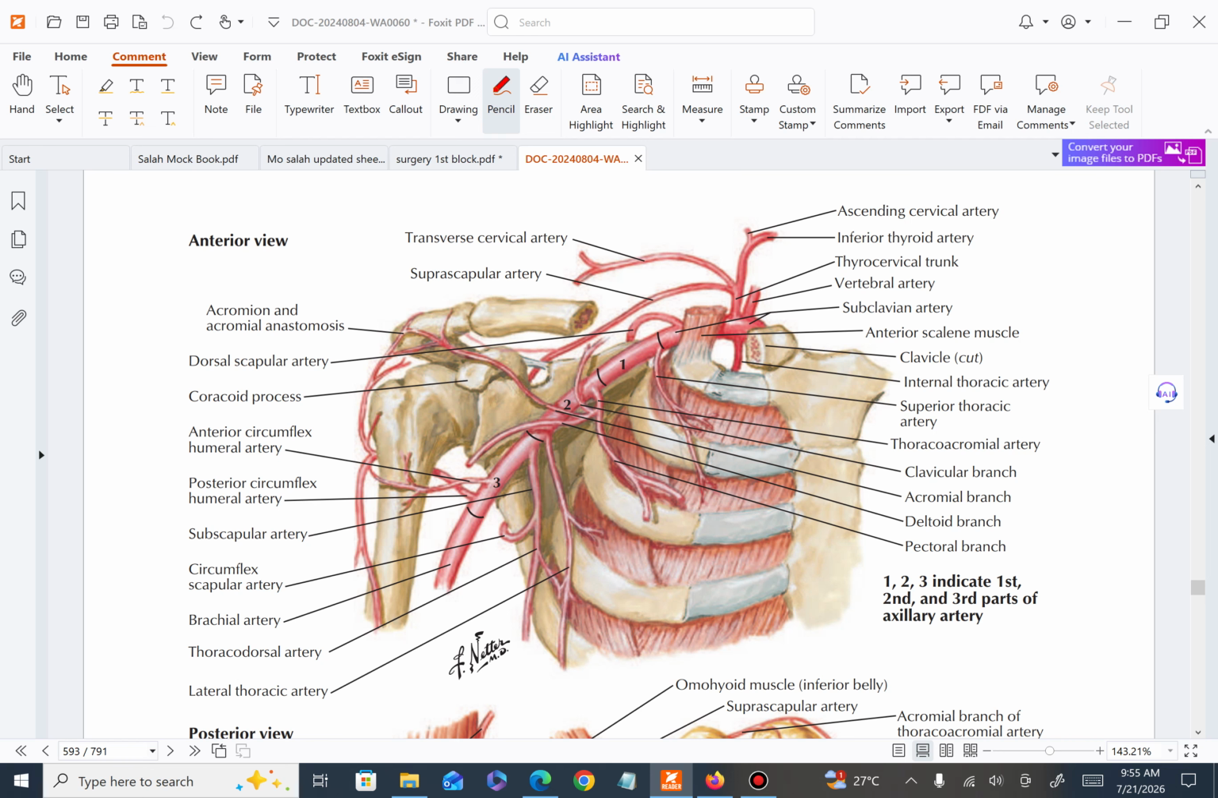Hello, let's talk about axillary artery and brachial artery. So first we will talk about the axillary artery. The axillary artery is located in the axilla.